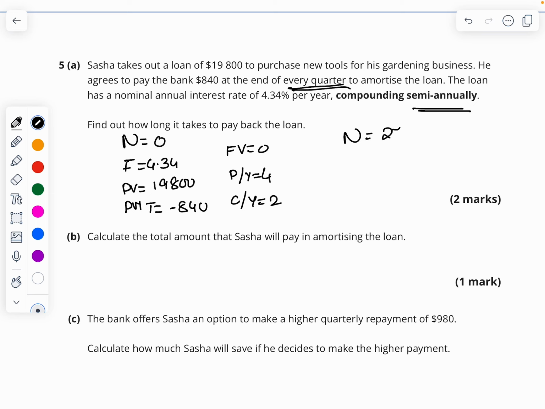You will be getting 27.3464, which is nothing but almost 28 payments. He has to make 28 payments, but he's asking how long. And these payments are, remember, quarterly. So 28 divided by 4 is nothing but 7 years. So it will take 7 years, because in each year there will be 4 quarters. 7 times 4 is 28.